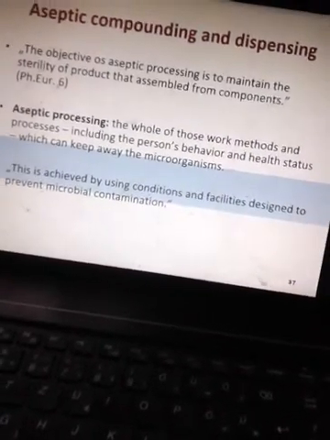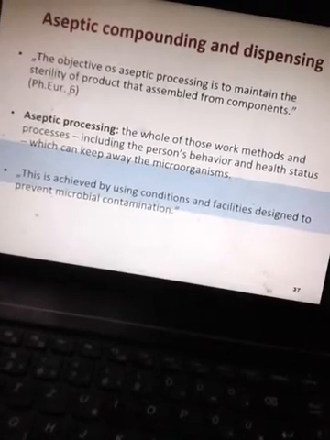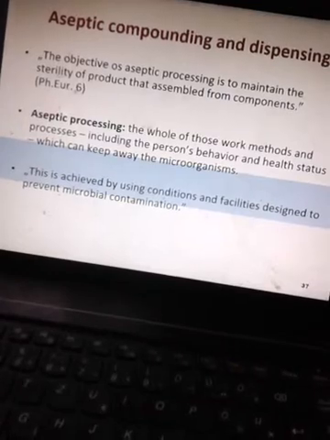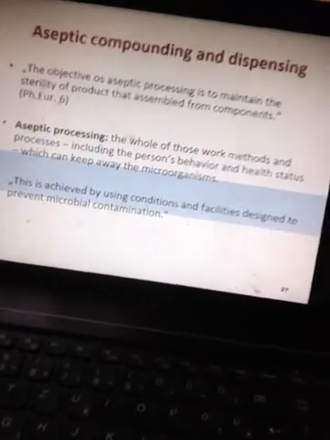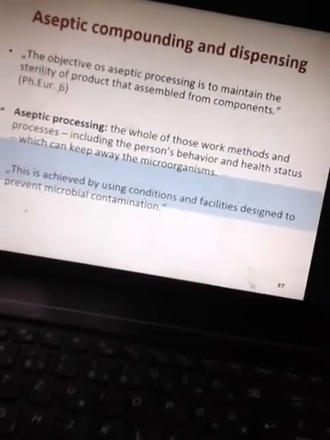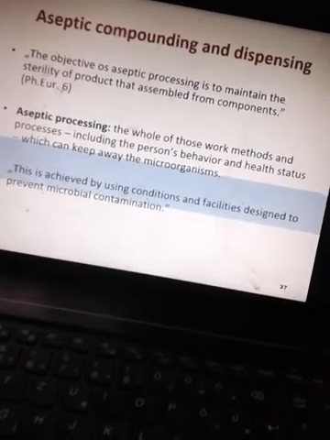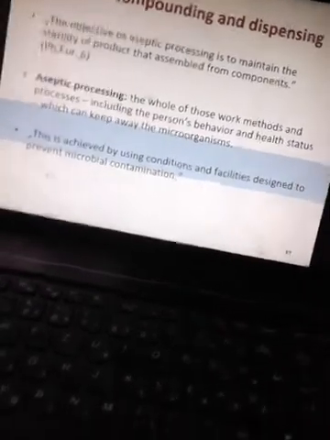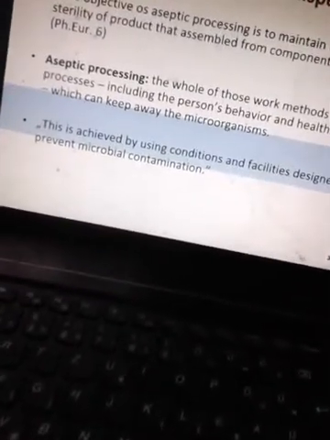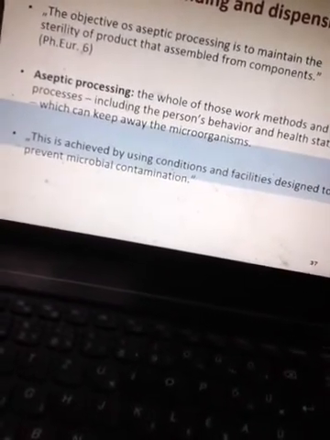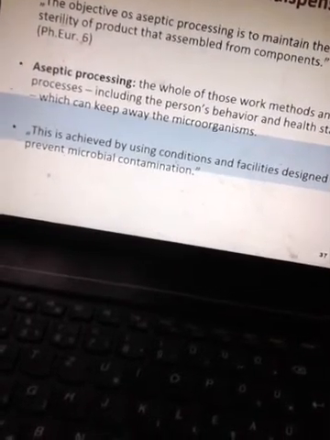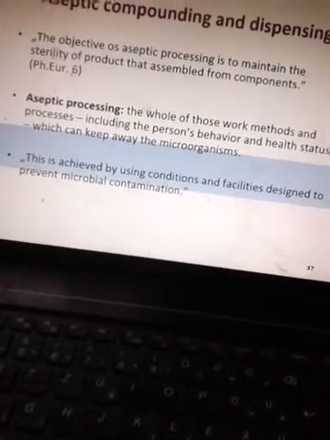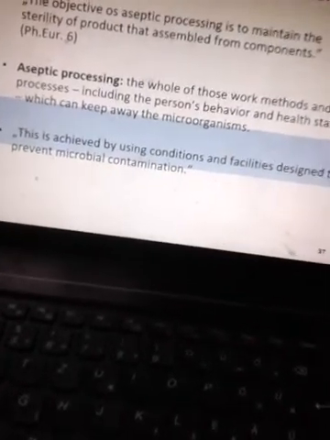Aseptic processing, the whole of those work methods and processes including the person's behavior and health status which can keep away microorganisms. aseptic process یعنی یه کاری بکنیم یه جوری انجام بدیم person behavior یه جوری باشه health status که keep away microorganisms out.